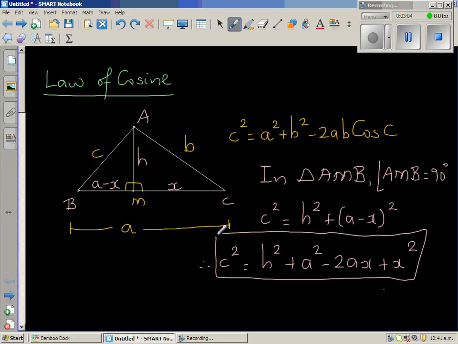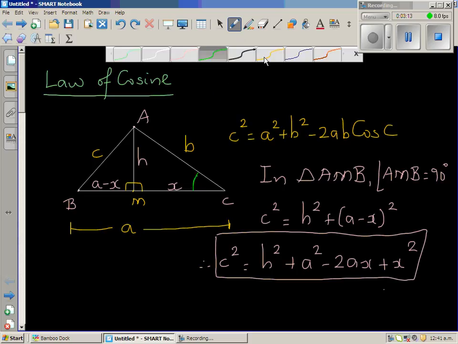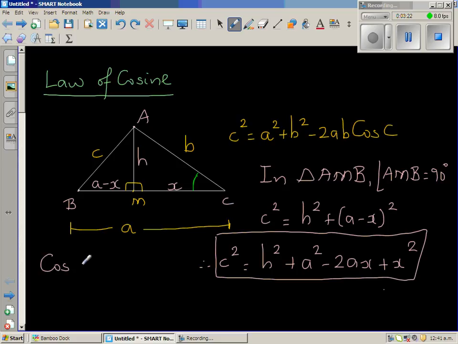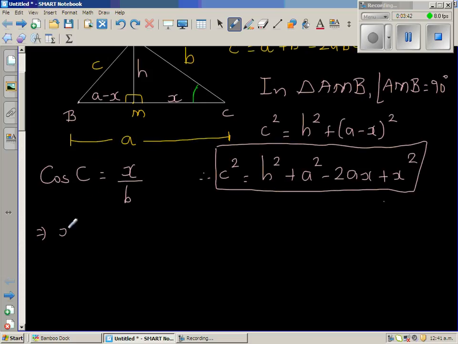Now what can we see? The angle under consideration is angle C, so we need cos C. So what can we write about cos C? In triangle AMC, cos is adjacent over hypotenuse. So cos C, the adjacent is x and the hypotenuse is b. So cos C is x over b, which implies if you make x the subject, x is b cos C.